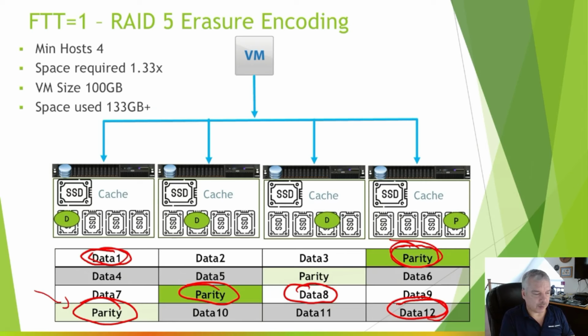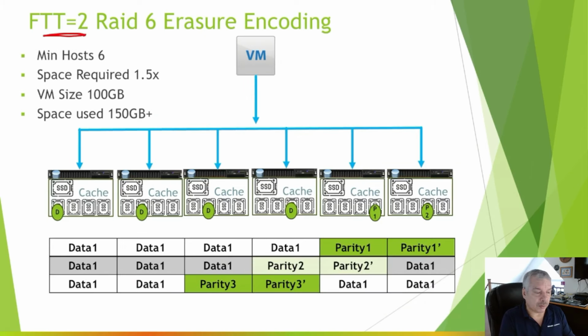How about this other one? Failures to tolerate of 2, where we want to do RAID 6. In a vSAN environment, you need a minimum of 6 hosts, so we're going to spread that data across the 6 hosts. The space required is 1.5 times. So it's better than failures to tolerate 2 with mirroring, because I would need 3 times the space. If I have a 100 gig disk, I'd need 300 gigs of storage, whereas with RAID 6, for a 100 gig disk I just need 150 gig of storage to provide that same level of failure tolerance.